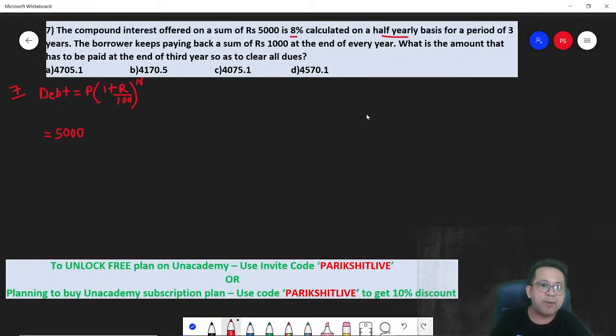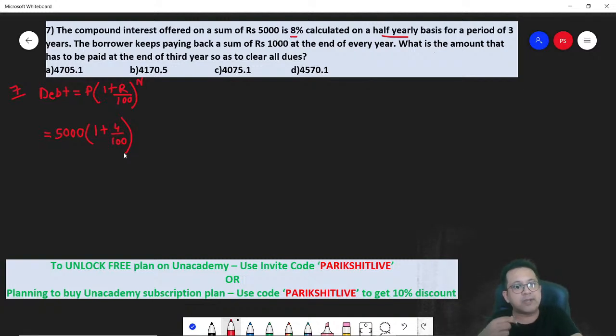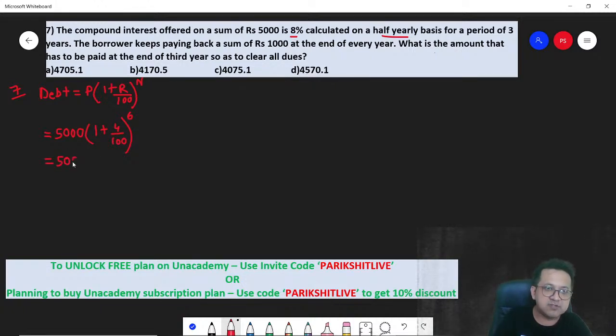So if I say 4% per 6 months, the factor would be 1 plus 4 by 100. What is N? N is the compounding frequency. How many times does the compounding happen? Half yearly for 3 years, meaning 1 year 2 times. So 3 into 2, 6. So this is basically 5,000 into 1.04 to the power 6.